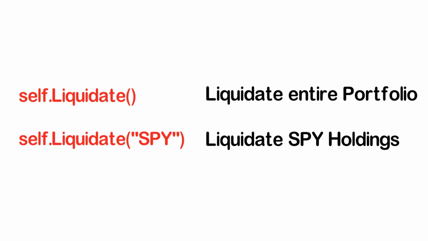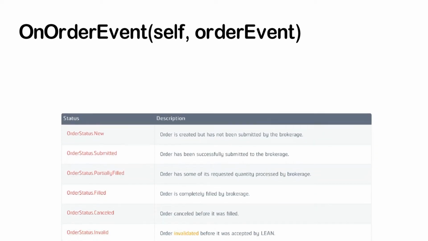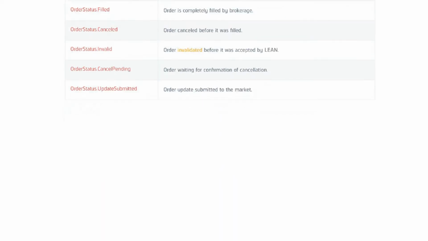Before we finally move on to the actual coding part of this video, there are a few more things I want to cover. One of them is the onOrderEvent method. This is an event handler that is automatically called every time an order event, such as a change in the status of an order, occurs. This is a great way to check when your orders are being filled and potentially act upon this information as soon as you have it. Possible order statuses include submitted, filled, partially filled, cancelled, invalid, and others. We will cover this in more detail once we start coding in a few minutes.